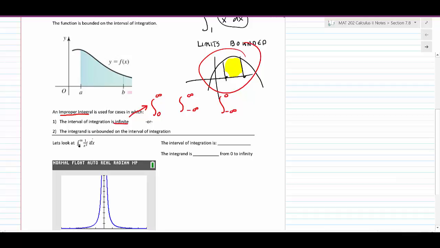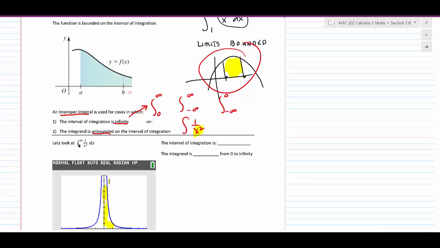The other case, the second part of this, is that the integrand is unbounded. An example might be the problem I'm getting ready to do, 1 over x squared. If you graph 1 over x squared, where is it undefined? At 0. So you have a vertical asymptote at 0, so you're not bounded. That's the graph I just pulled up on my calculator. If you were trying to find the area under the curve here, doesn't that just keep going on forever and ever? You couldn't draw a circle around that, so it's unbounded.